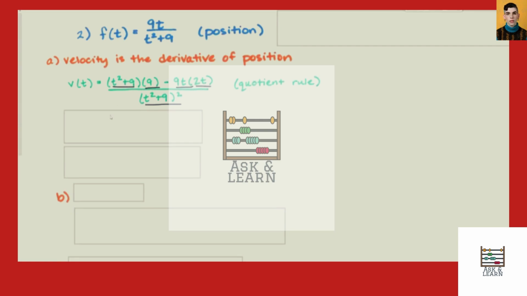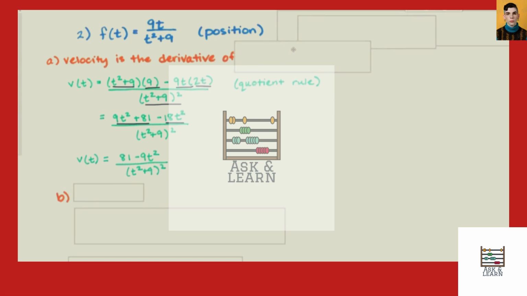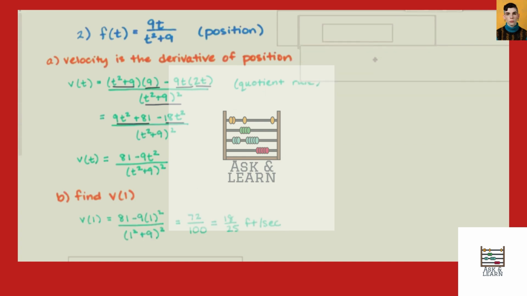Next we need to simplify that. So what I've done is distribute the 9 and multiply the 9t and the 2t. And then I combine the like terms. So that's our velocity. For part B, we want to find the velocity at time 1. So we're going to substitute a 1 in for t and then simplify. And we end up with 18/25, and the units would be feet per second.